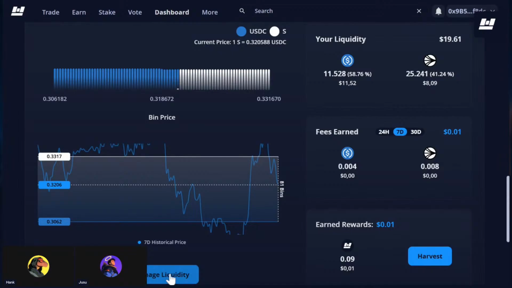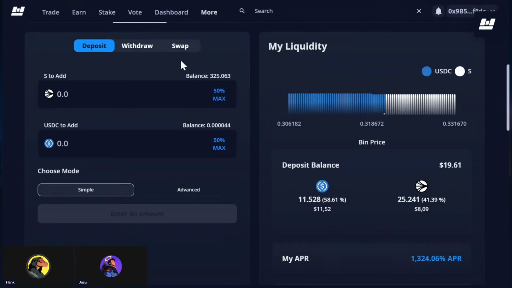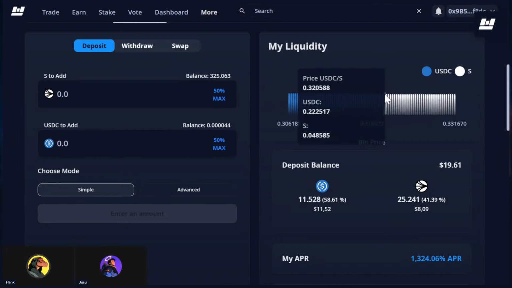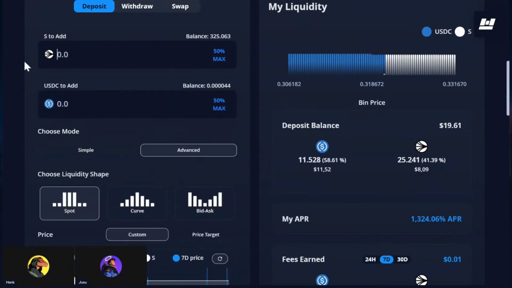So I'm going to take the same, manage liquidity. Let's say I want to do a bid ask. I only have Sonic, so I'm just going to do it on Sonic now. I'm going to do a bid ask just on this side here, to the right, going up. So I'm going to go advanced mode. I'm going to put here 300 or 100, 250. I don't want to sell so many, but okay.